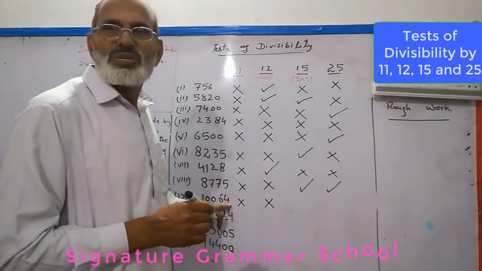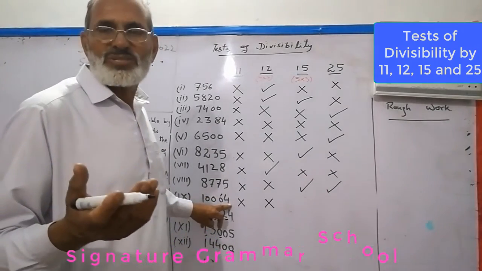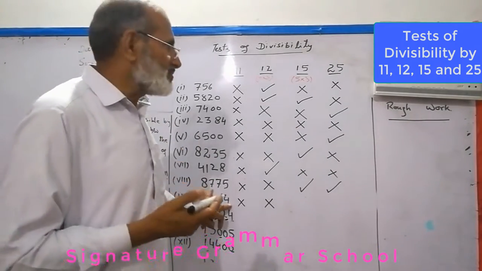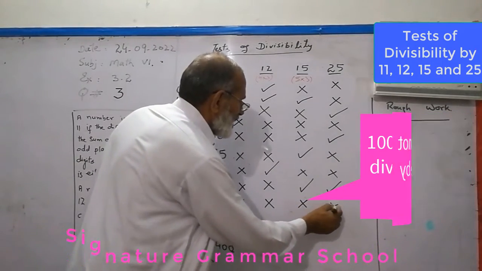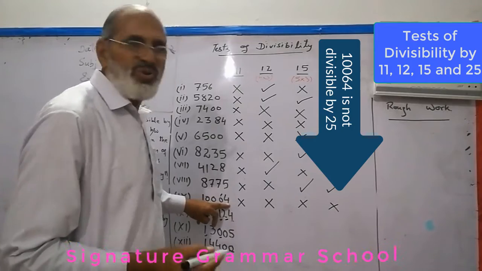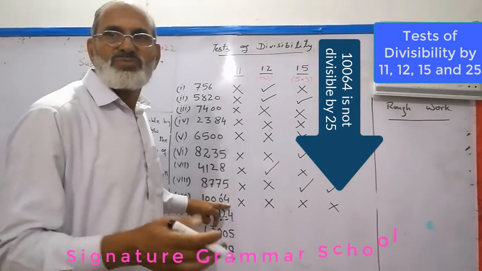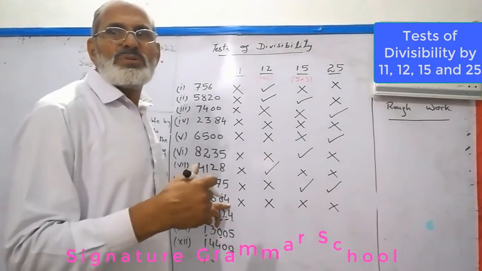If here it was 0 or 5, then we could consider this value for divisibility by 15. So it is neither divisible by 15 nor by 25, because here it's 4, it's not 5 or 0. If it was 5 or 0, we would consider it.